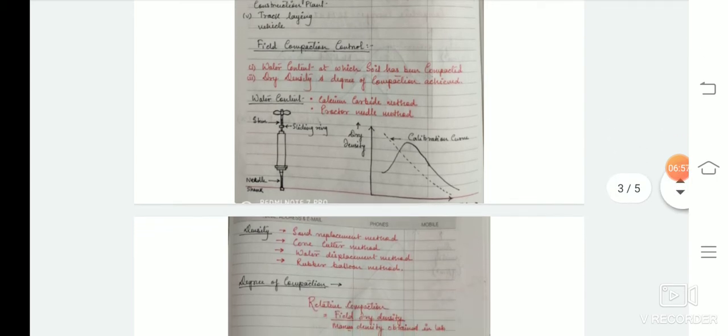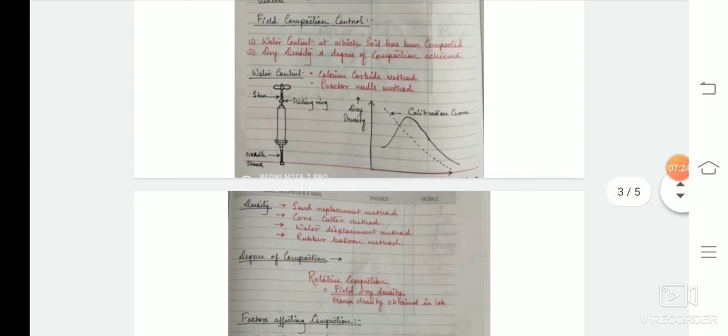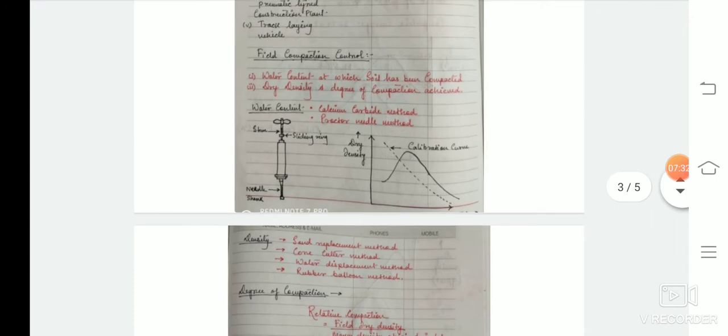For rapid determination of the water content, we can use two methods. The first is the calcium carbide method and the second is the proton needle method. The calcium carbide method has already been discussed in Soil Mechanics 1 in the previous semester, so we are not going into that. We are going into the second method, which is known as the proton needle method. This second method is commonly used in the field. This proton needle, as we can see in the figure, can be easily seen in the figure.